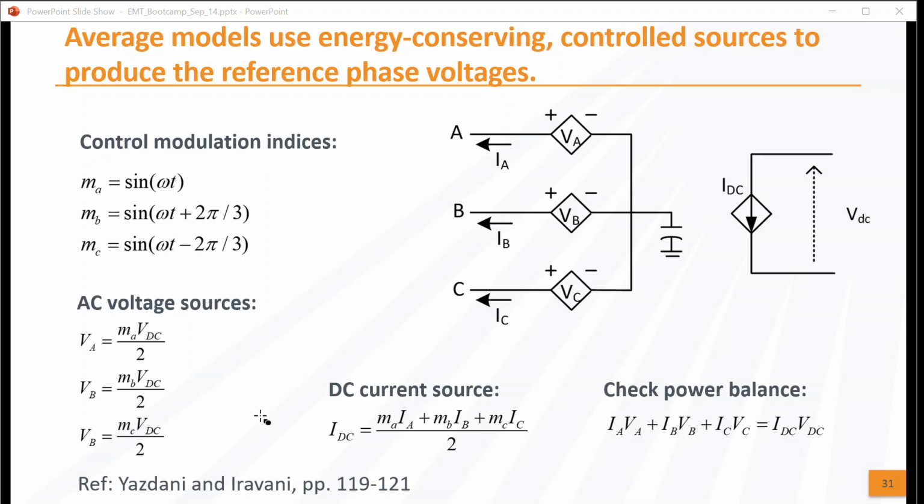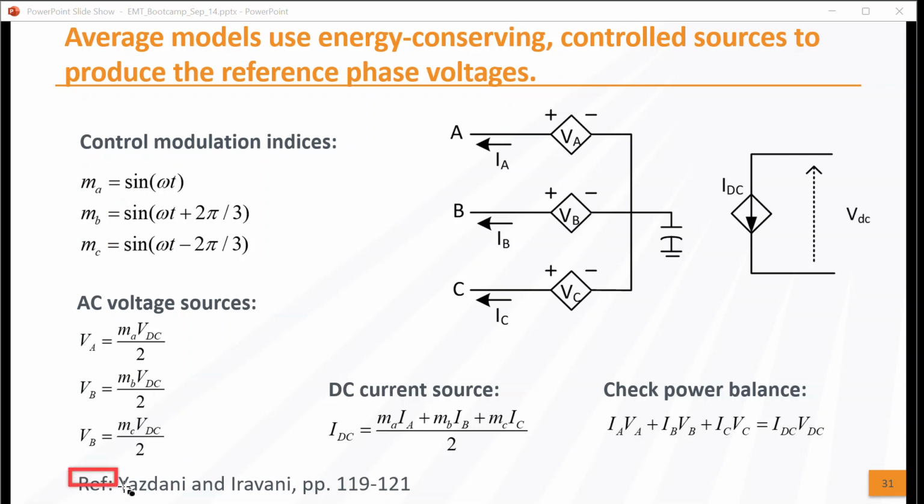This example is going to compare two ways of representing the DC to AC converter in the IVR. The first is the average model, which is going to produce smooth AC voltages. The power plant controller and the regulating controller are going to produce reference phase voltage waveforms that can be, on a per unit basis, described as MA, MB, and MC over here. These are going to be sinusoidal, 120 degrees out of phase.